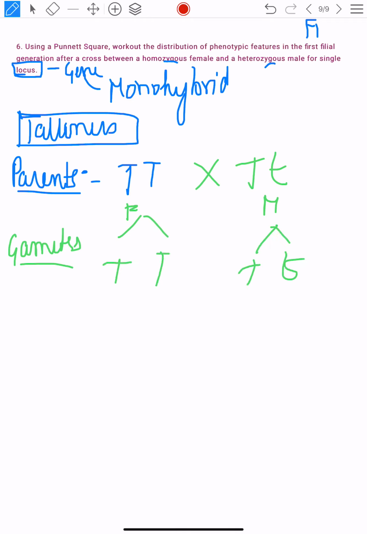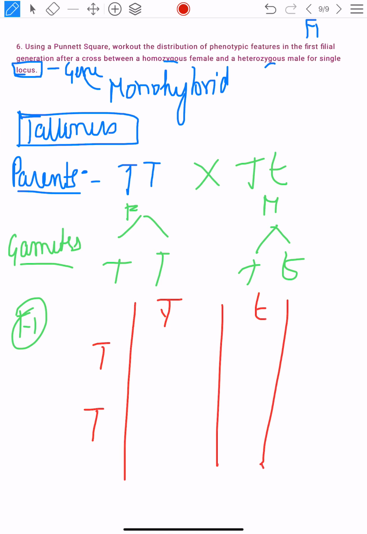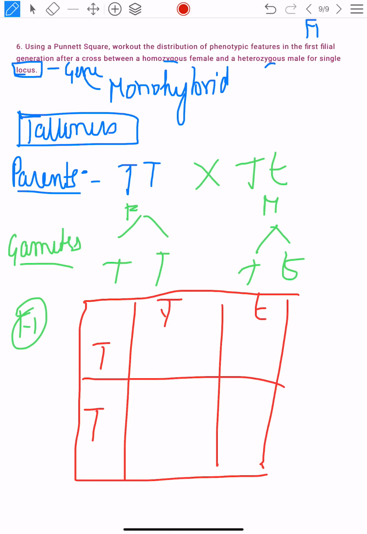Now to find out the F1 generation, you can do it either by the crisscrossing method or by the Punnett square, but here they have specified Punnett square, so we have to use it. In a Punnett square, you create a square, and in the first row and first column you write the gametes. In the first column I write the female gametes, and in the first row let me write the male gametes. Then you make the square. Make sure that the grids are the same so that it becomes a square.